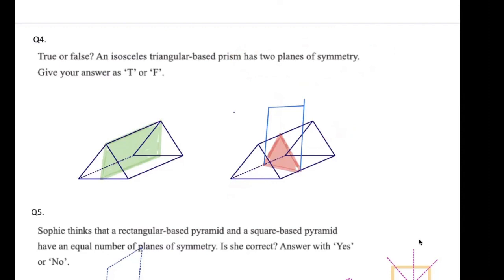So line of symmetry is used in 2D shapes, right? And plane of symmetry is used in 3D shapes. 2D. Yes. Okay.